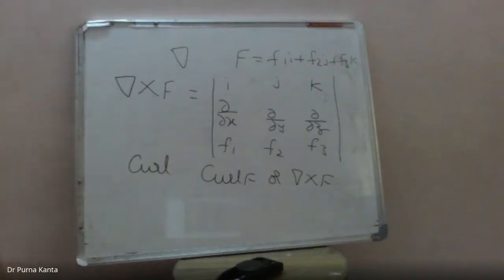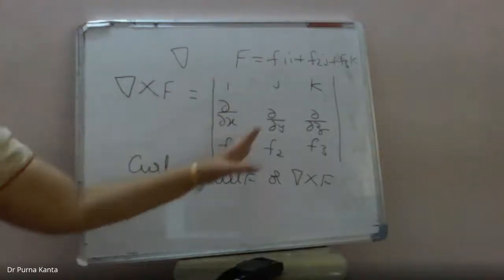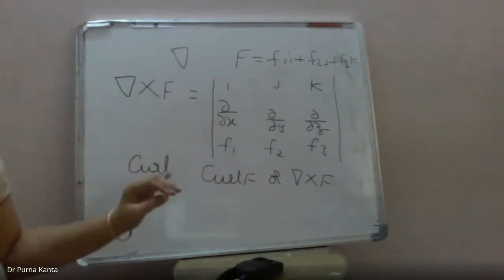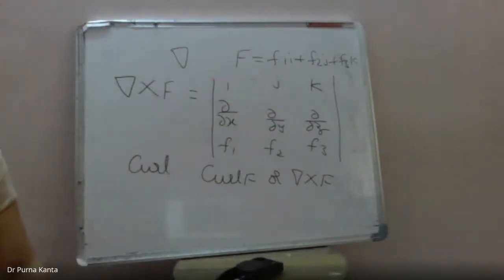So write down del applied on f as cross product. Del cross f is equal to the determinant of this value. This is known as curl of f and is written as curl f or del cross f.